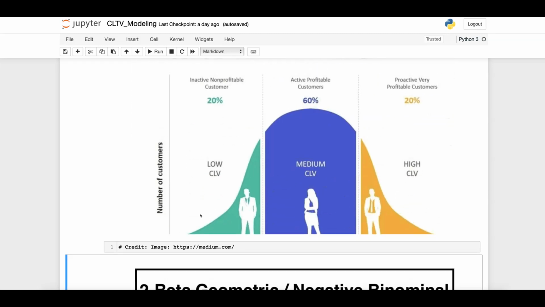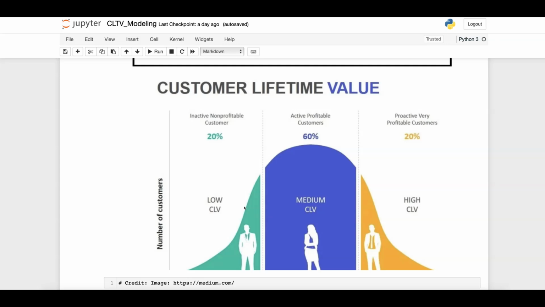Now we can basically divide CLTV into three different value sets. One is high, then medium, finally low. Low might be contributing roughly around 20%. Those are called inactive, non-profitable customers. Then we have active customers, which potentially are 60% contributors towards the profitability. And then the highest order, which is 20%, are proactive and very profitable customers.